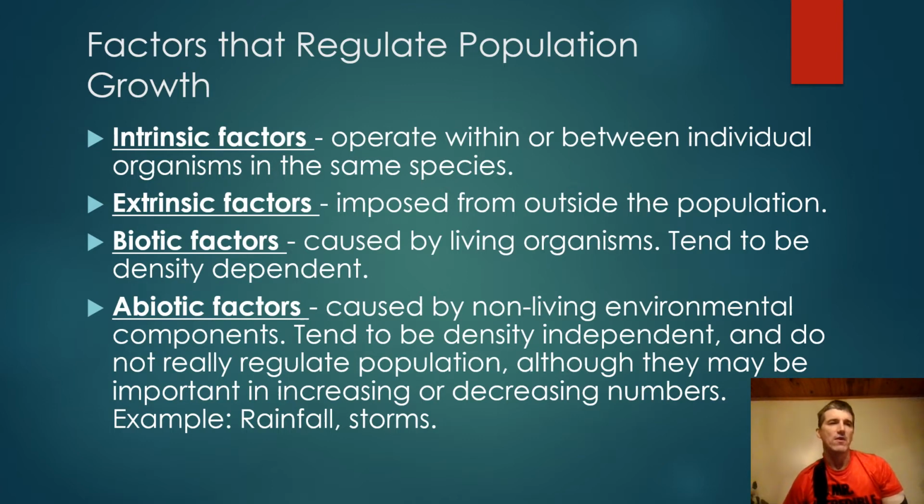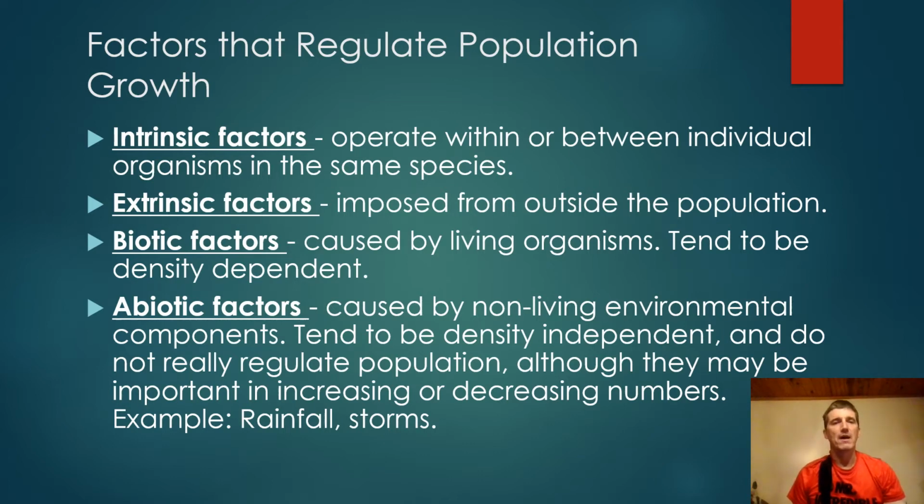Intrinsic factors would be those things that operate within an individual or within individuals of a species, such as age of first reproduction, average litter size, the limit on how old an animal can get. For example, an elephant. African elephants don't reproduce until they're between 9 and 12 years old. Because of that, that limits population growth. They have to survive at least 9 years before they even have the potential to reproduce. This would be an intrinsic factor that regulates population growth.